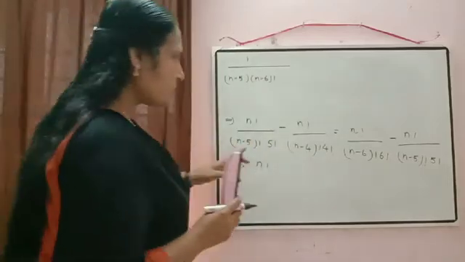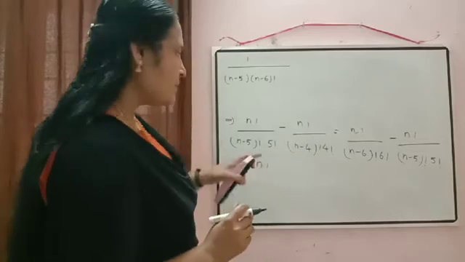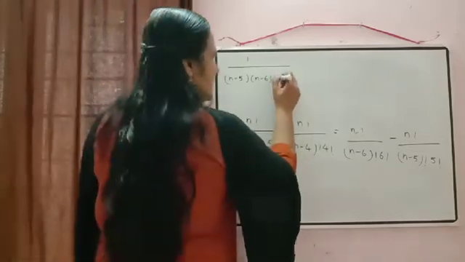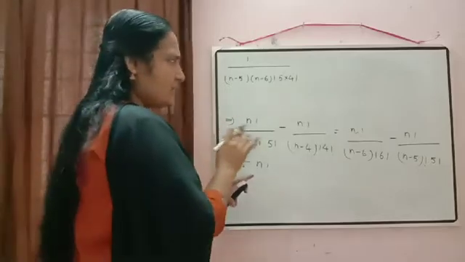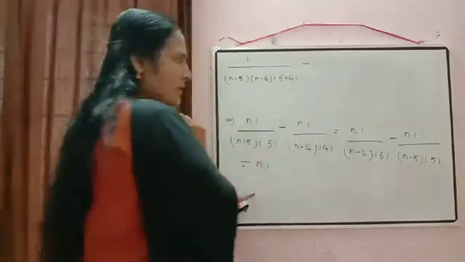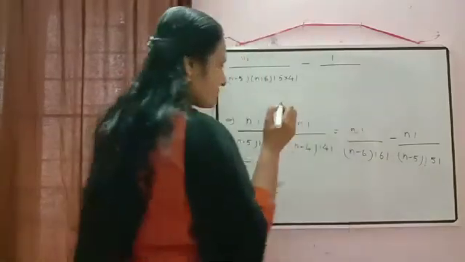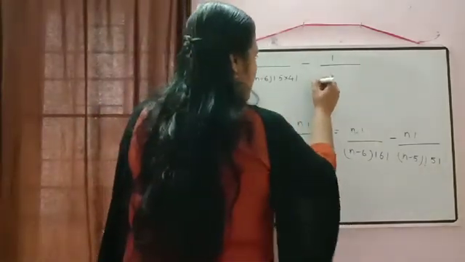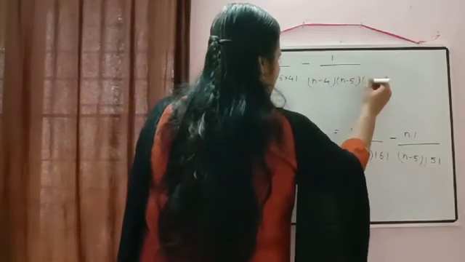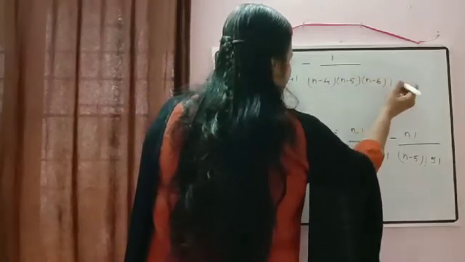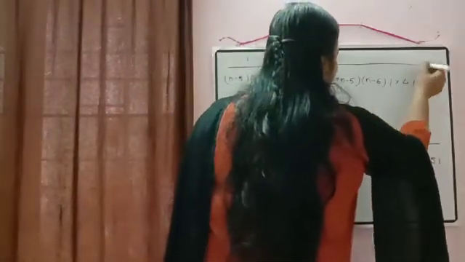Now check the numbers also. 4 factorial is the smallest one, so 5 factorial can be written as 5 into 4 factorial. We have not done anything, just using the concept of factorial. From here also n factorial cancelled, and n minus 4 factorial can be written as n minus 4 into n minus 5 into n minus 6 factorial into 4 factorial. Will write down as it is.